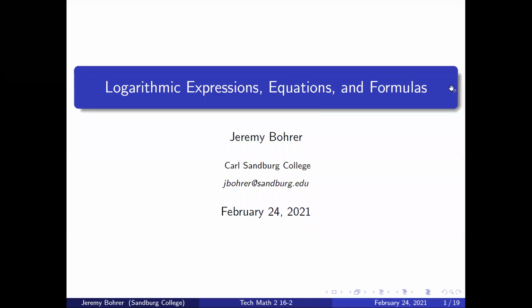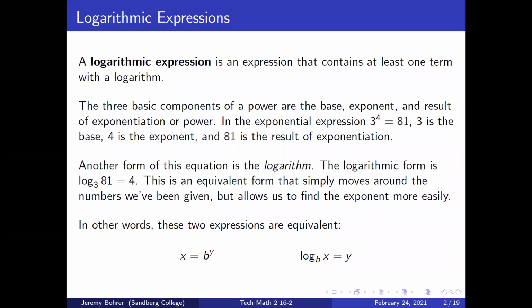In this video, we will discuss logarithmic expressions, equations, and formulas. A logarithmic expression is an expression that contains at least one term with a logarithm. The three basic components of a power are the base, exponent, and result of exponentiation or power.